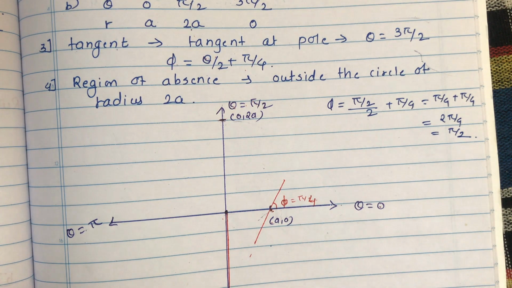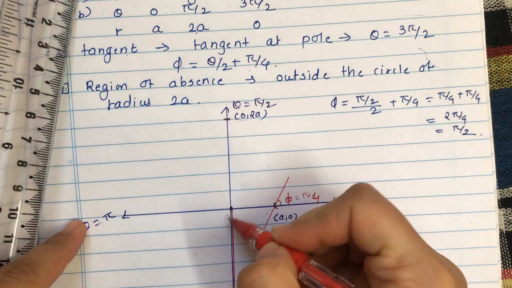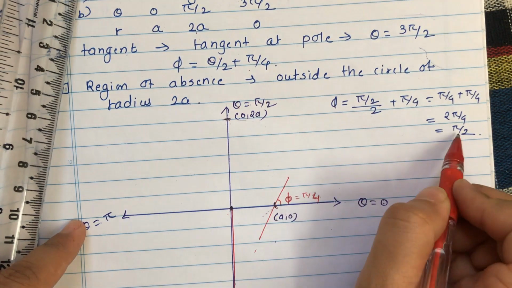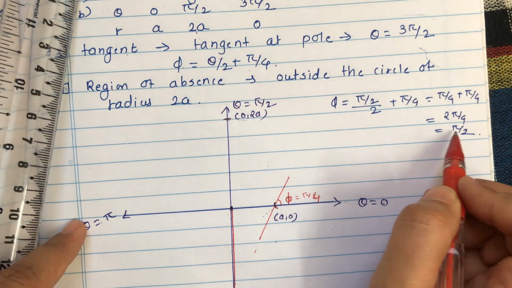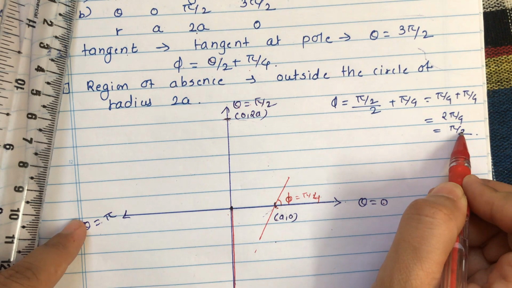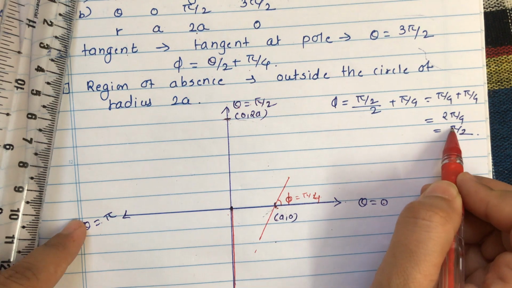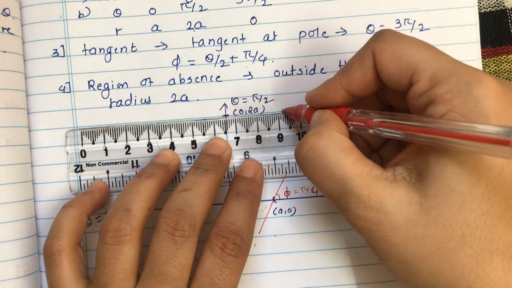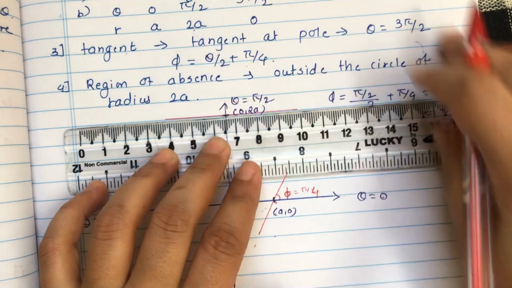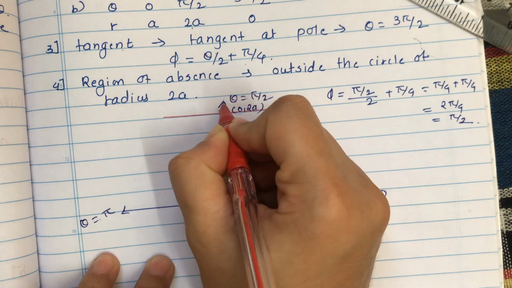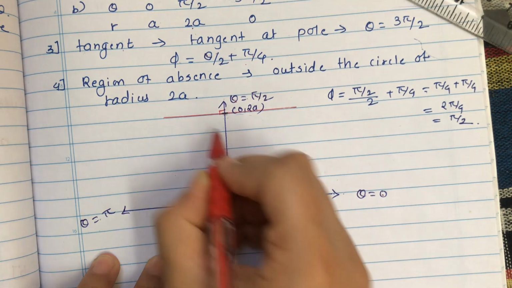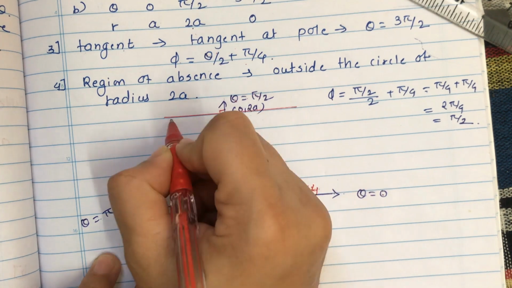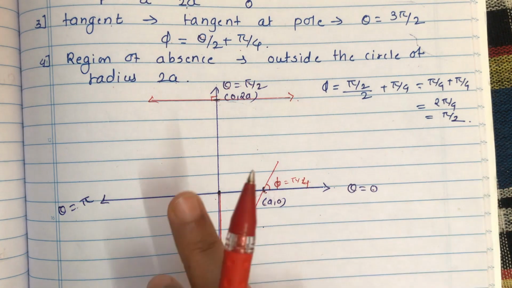So we'll draw a tangent. So this will be a radius vector. For this radius vector, tangent will make the angle of 90 degrees, pi by 2 means 90, so this will be the tangent. Okay, see, this is the radius vector and this will be the tangent line making 90 degree angle. So tangent part is done.